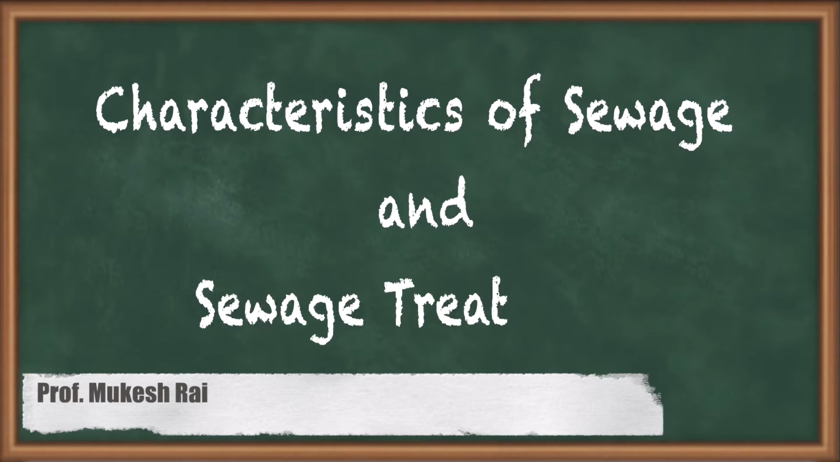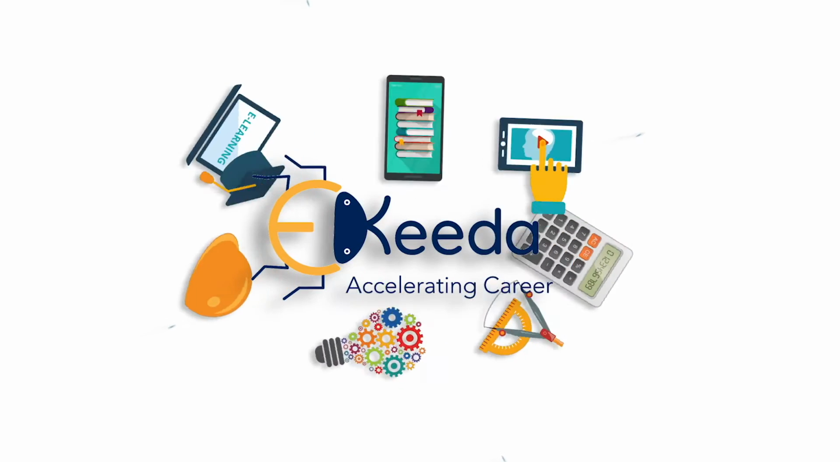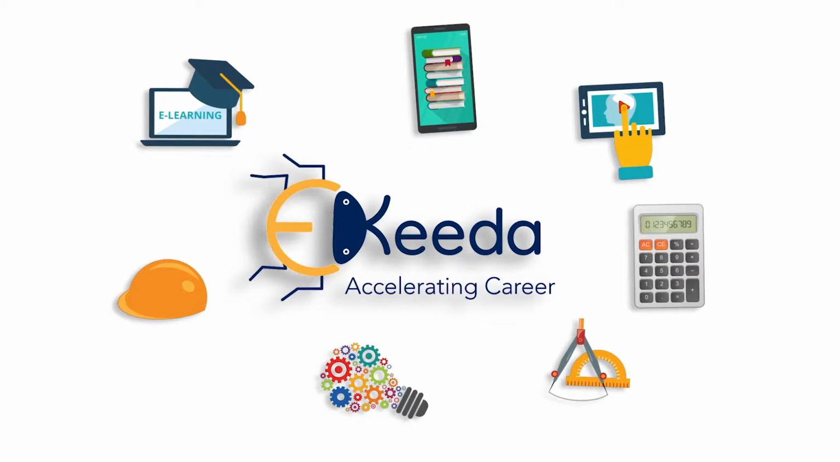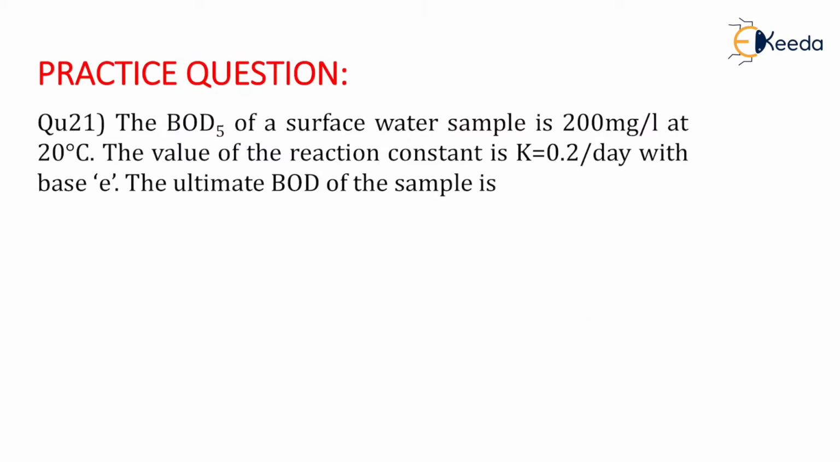Hello students, today we are going to discuss the previous year GATE question. The BOD5 of a surface water sample is 200 milligram per liter at 20 degrees Celsius. It means that the 5-day BOD is given at 20 degrees Celsius, which is equal to 200 milligram per liter. So Y5 is given as 200 milligram per liter.